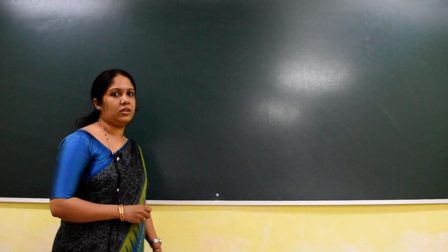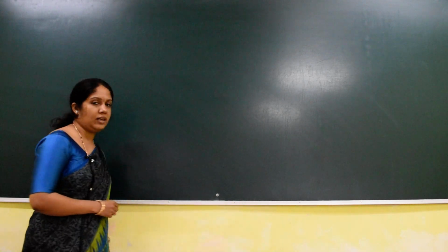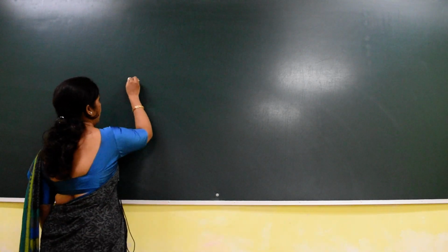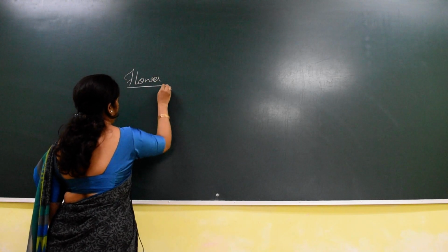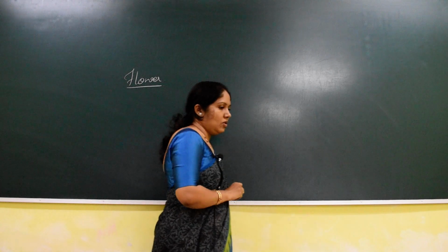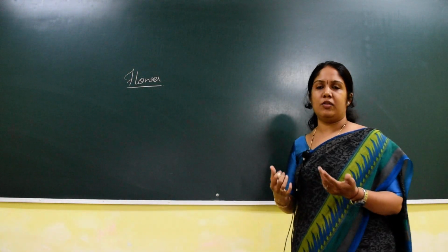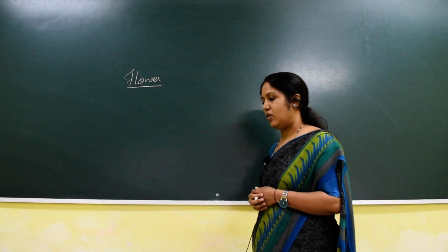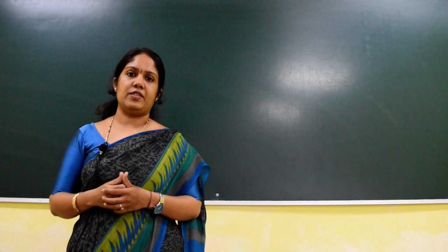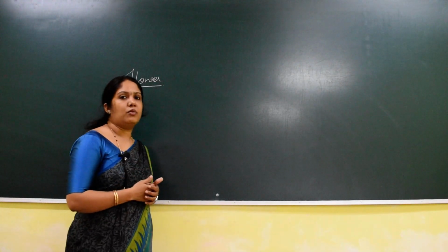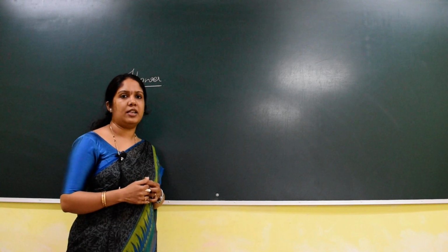Good afternoon, dear students. In the last class we discussed the flower. Some of the basic points involved in the flower we have discussed. The flower is made up of 4 whorls, and the mode of arrangement of the sepals and petals is called estivation. We have also studied the calyx, corolla, androecium and gynoecium units in detail.